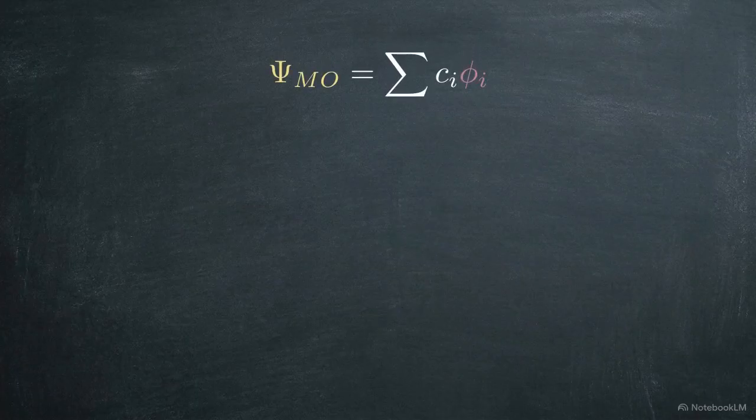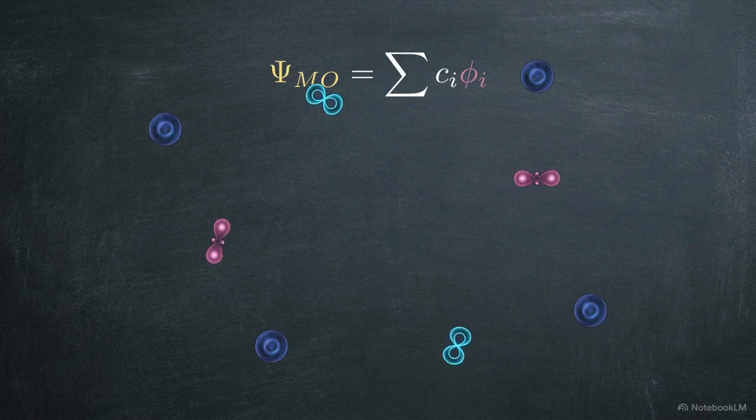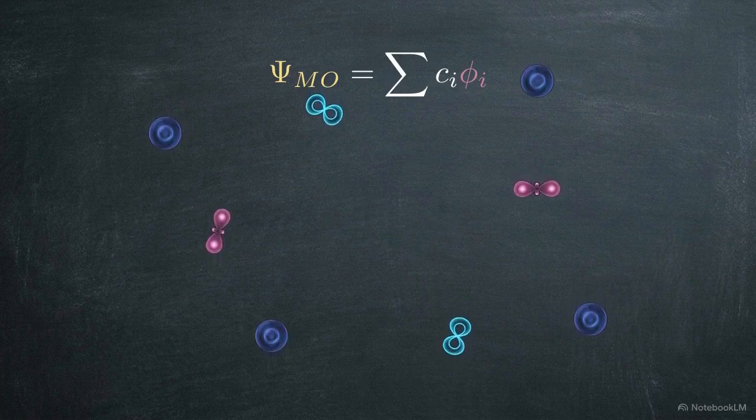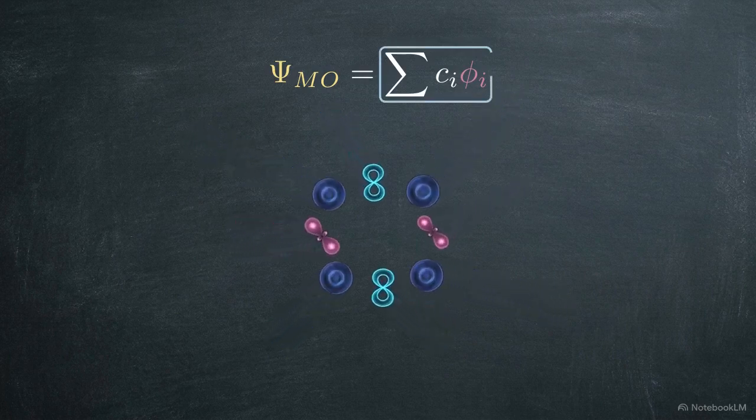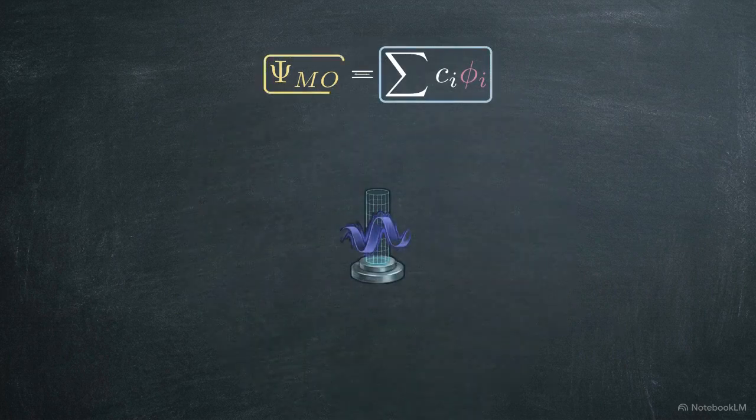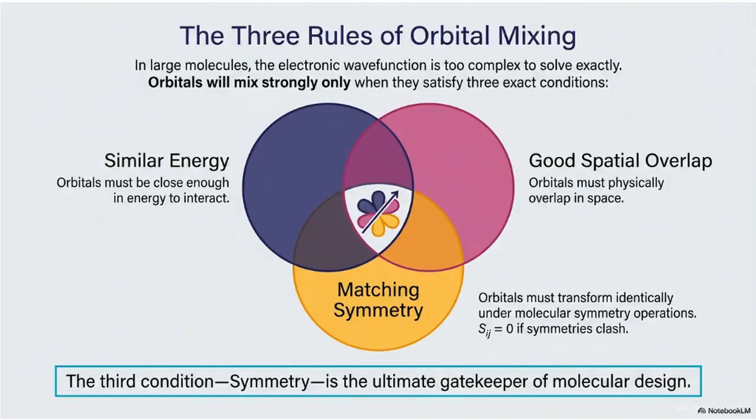To bypass this limitation, material scientists approximate electronic states using molecular orbital theory. They construct models of complex molecules by treating their states as linear combinations of individual atomic orbitals. This Venn diagram outlines the three strict mathematical conditions that must be met for these atomic orbitals to mix strongly and form bonds. The first two requirements define physical proximity.